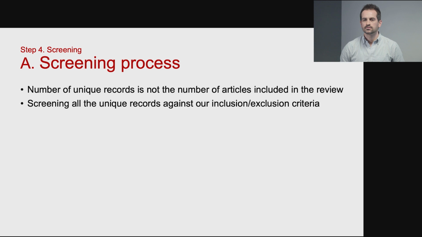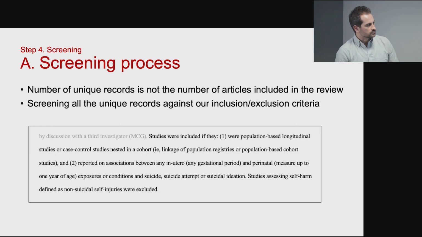Other questions? Okay. Well, we already have step 4, screening. The screening process. So the number of unique records you found, for example, the 6,000 we said before, is not the actual number of papers you're going to use in your meta-analysis or systematic review. So you have to screen all those papers against your inclusion and exclusion criteria. It's very important to have strict inclusion and exclusion criteria. Otherwise, without those criteria, it's very difficult to decide. And this is an example of what we report in the paper.